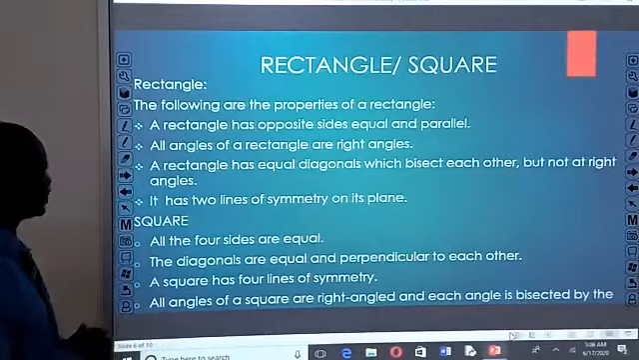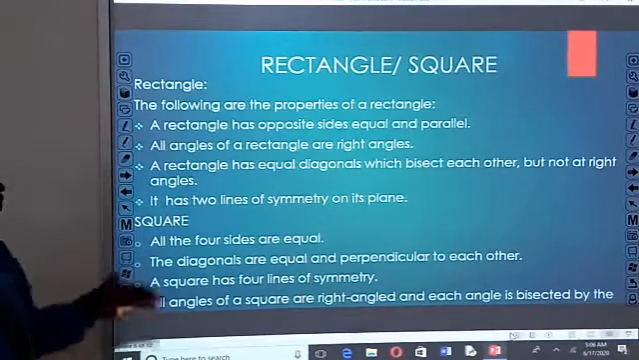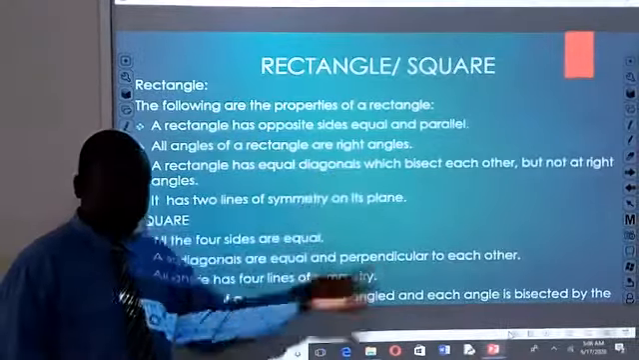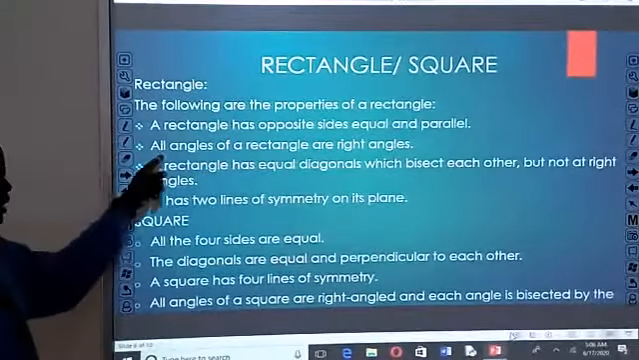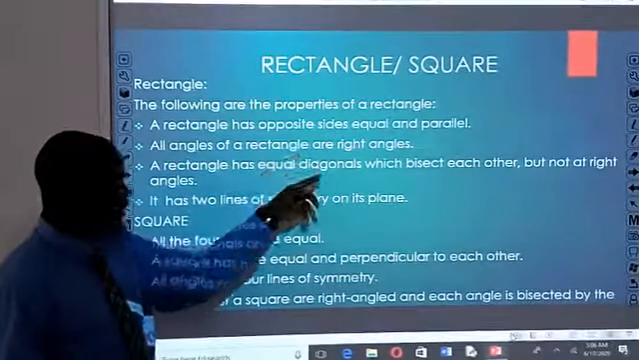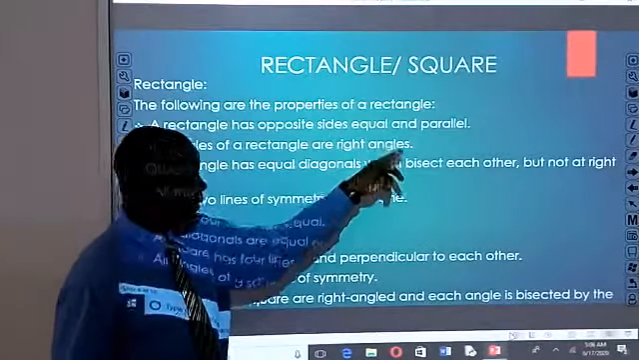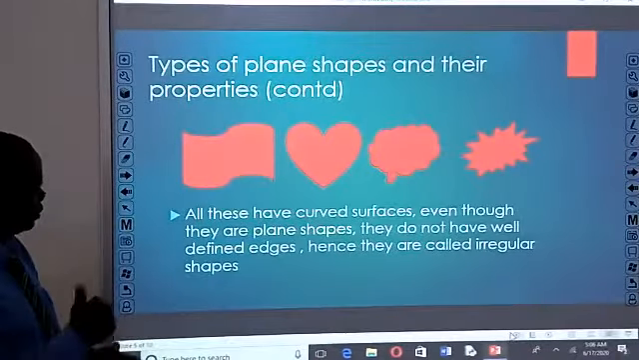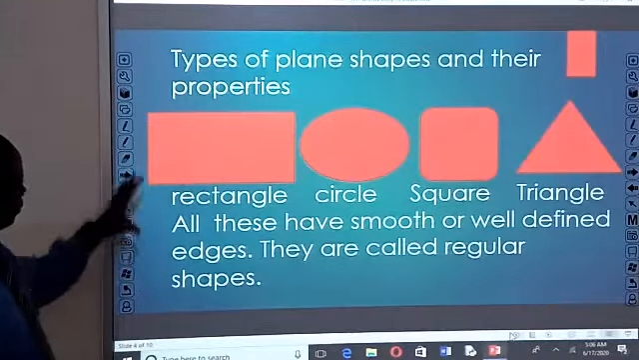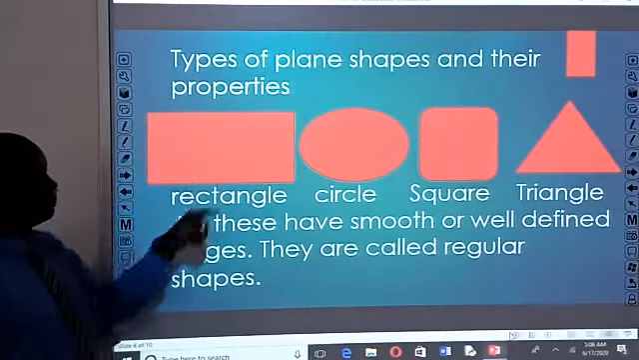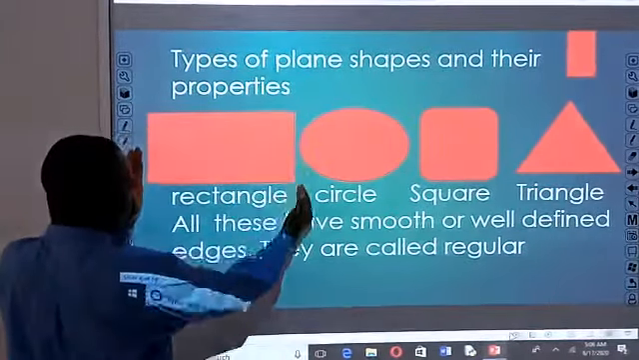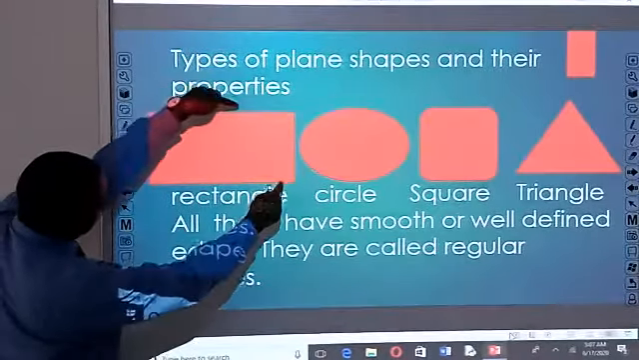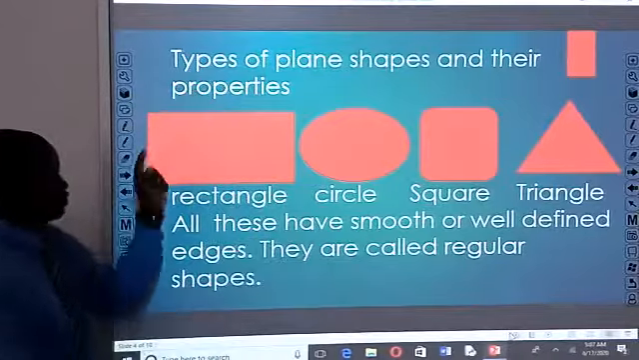Now, let's look at the rectangle first. These are some of its properties. The following are the properties of what? The rectangle. One, the rectangle has opposite sides equal and parallel. Please, can you go back to that shape? Now, this rectangle shape, this side is what? Equal and what? Parallel. These other sides are equal and also parallel. So that is how it is.